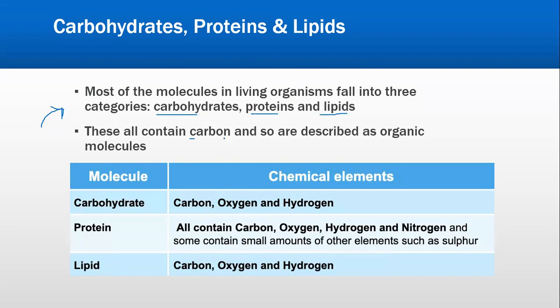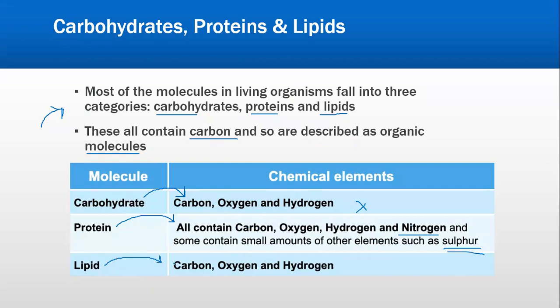Now, these all contain carbon and so are described as organic molecules. For example, carbohydrate consists of carbon, oxygen, and hydrogen. Protein consists of carbon, oxygen, hydrogen, and an additional one, nitrogen as well, which is not present in carbohydrate, and also contains some small amounts of other elements such as sulfur. जब इसके अंदर sulfur होता है, we also call that bond as cysteine. Then we have lipids. Lipids contain carbon, oxygen, and hydrogen.